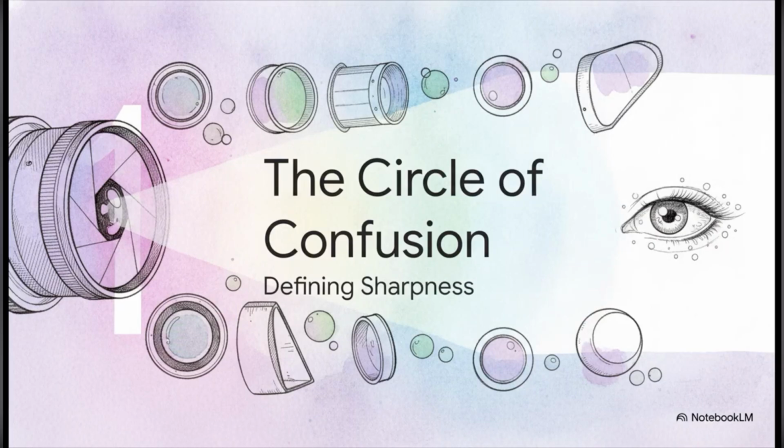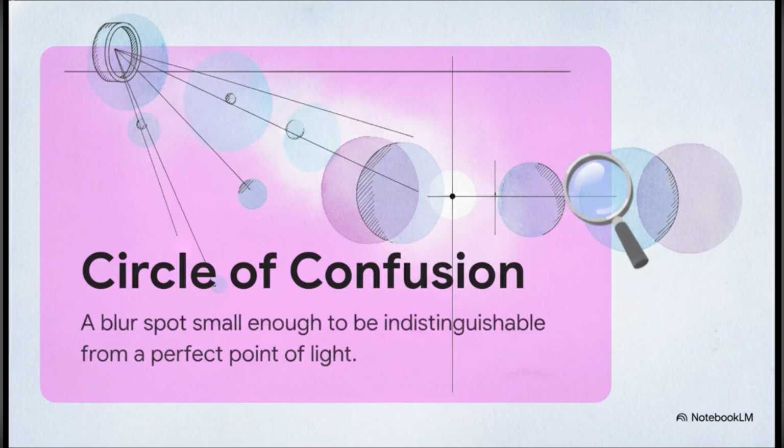All right, Section 1, the circle of confusion, and defining exactly what sharpness is. To build our foundation here, we have to start with a realization that honestly might just blow your mind a little bit. A camera doesn't actually capture deep planes of perfect focus. What we perceive as depth of field is really just a beautifully constructed optical illusion.